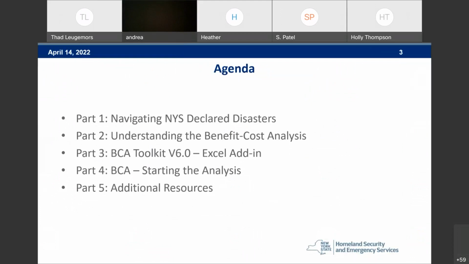So, agenda real quick, you can see it here. We're going to go through these 5 parts and try to get you through as quickly to the meat and potatoes as we can. I will be covering the first section.